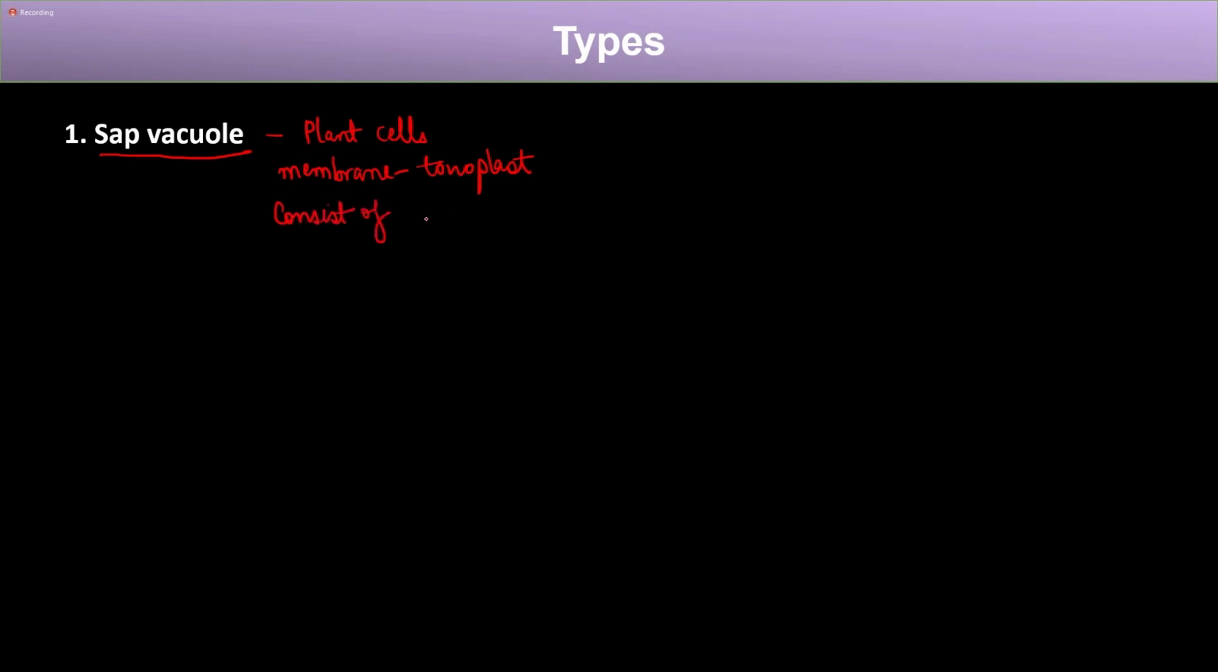It consists of water and minerals. Now, how are these minerals transported? These minerals are transported across tonoplast via active transport, right? And for active transport, what kind of protein is required? The protein that is used for the active transport is known as pump. So basically, pumps are used to transport these minerals across the tonoplast.